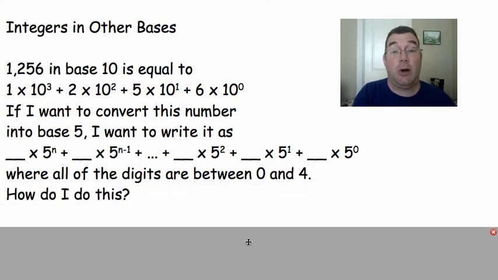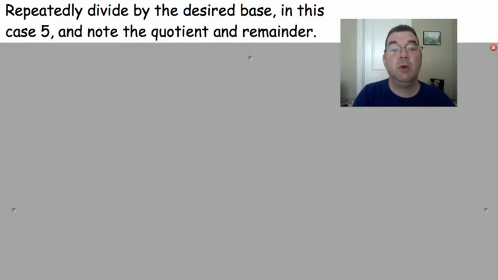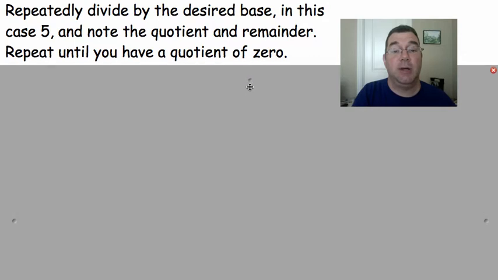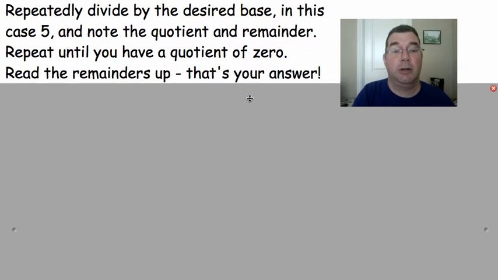So the question is, how do I create this number? How do I find out what this number is? Well, it's a very simple task, really. All you do is you just keep repeatedly dividing by 5 in this case, and keep track of the quotient and remainder. And then you keep going until you get a quotient of 0. Okay? And then once you have all of those remainders, you just read those remainders up, and that's your answer.